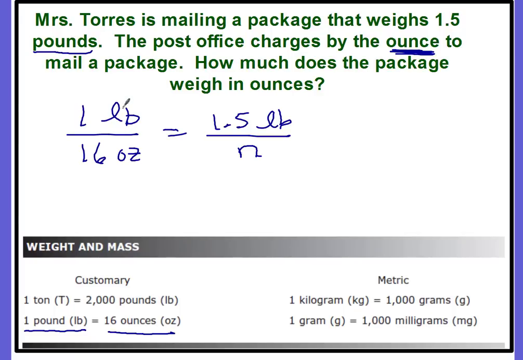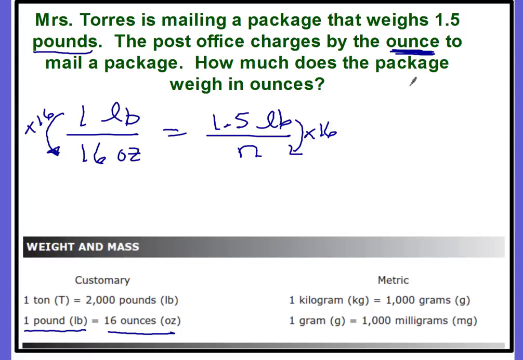With proportions, we use scale factor to solve. You could go scale factor horizontally, but I find on these measurement conversions, it's a little bit easier to go vertically. So we're going from the known to the unknown, from the top to the bottom, from 1 pound to 16 ounces. How do you get from 1 to 16? You multiply by 16. Use the same scale factor over here. We're going to multiply the 1.5 by 16.